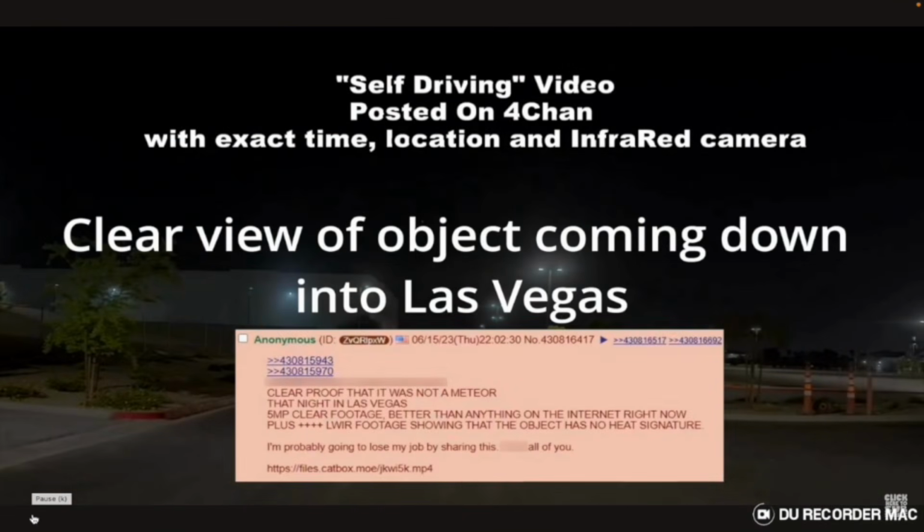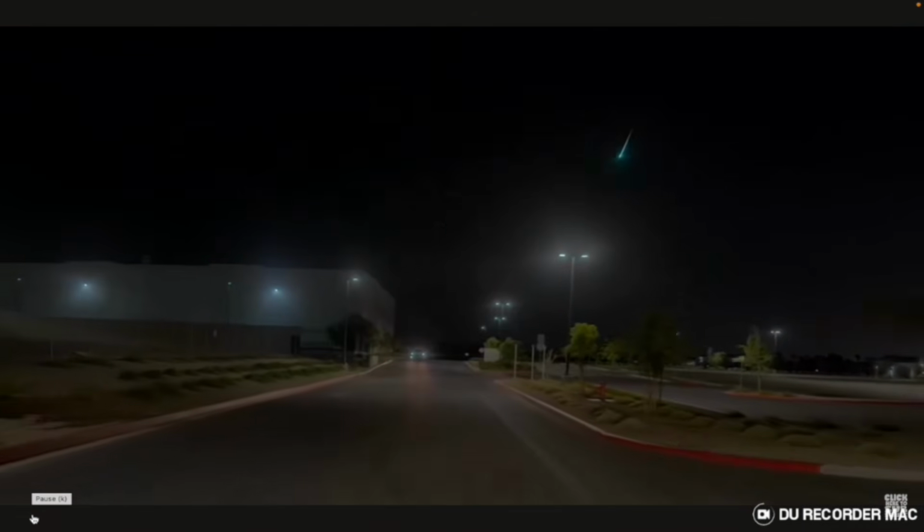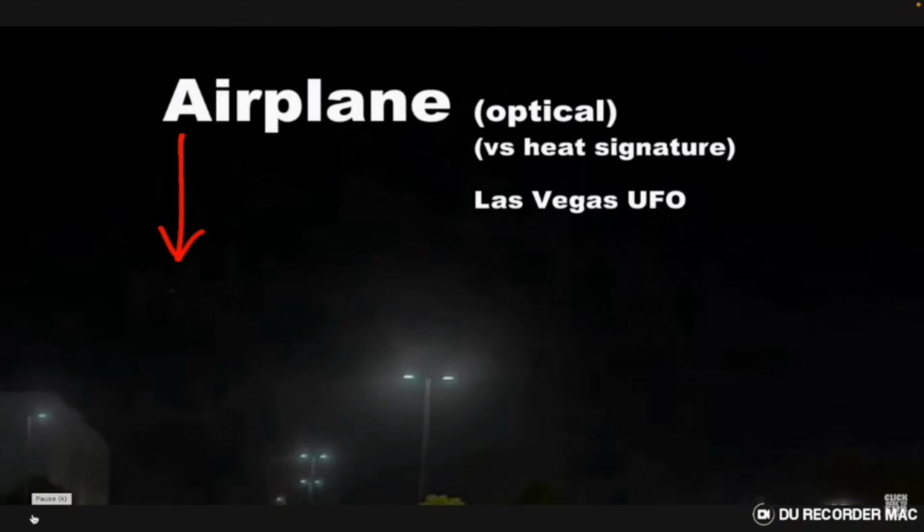See, I've seen shooting stars, and that looks way too big. So now we've got exact time and location. This is infrared. So this is infrared. So it looks green on infrared.